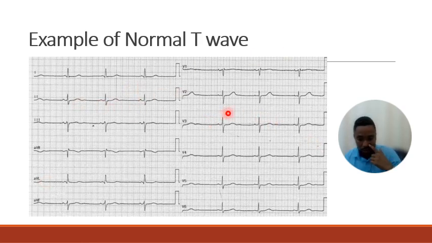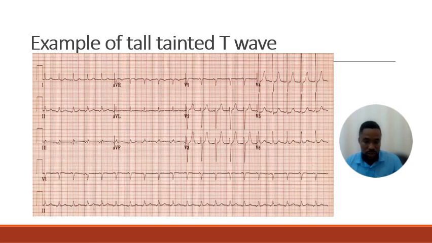This is a normal T wave here. You can see the T wave is normal, but in some cases, you might have an abnormal T wave. Like here now, you have a tall T wave, but it's not that tall. It's still tall. It shows a tented pattern, but it's not too tall.